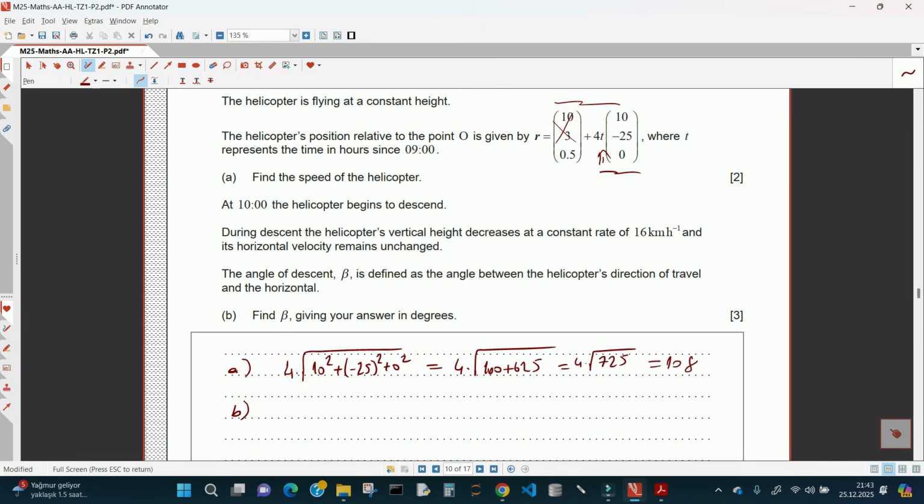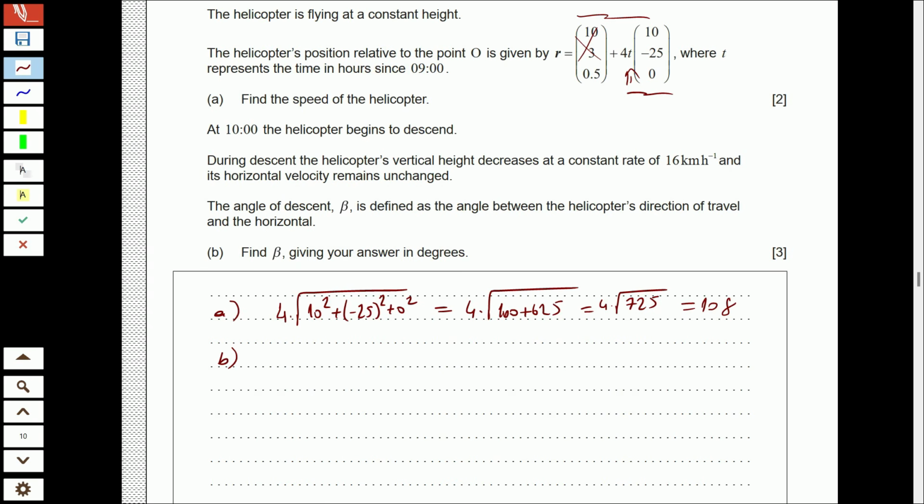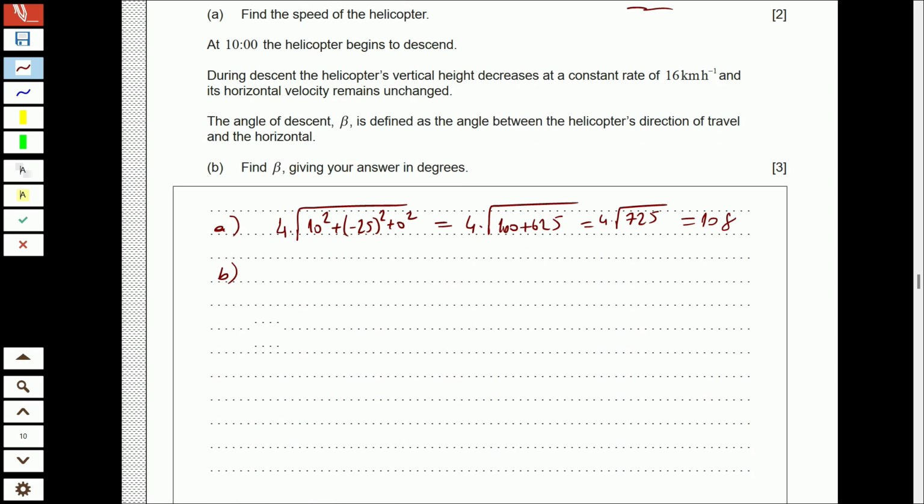Question B. At 10, the helicopter begins to descend. During descent, the helicopter's vertical height decreases at a constant rate of 16 kilometers per hour, and its horizontal velocity remains unchanged. The angle of descent, beta, is defined as the angle between the helicopter's direction of travel and the horizontal. Find beta, giving your answer in degrees.